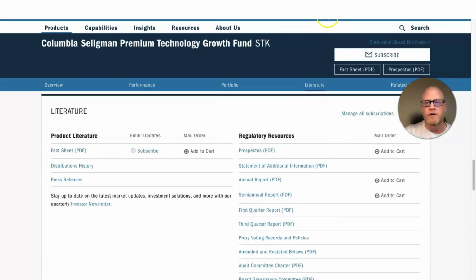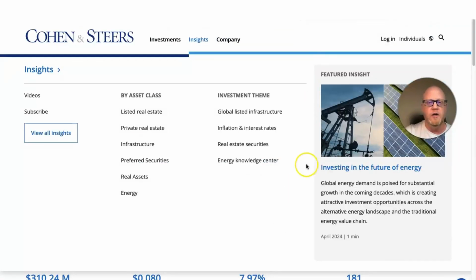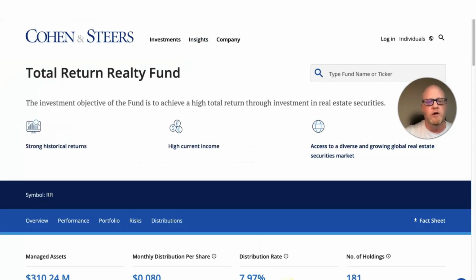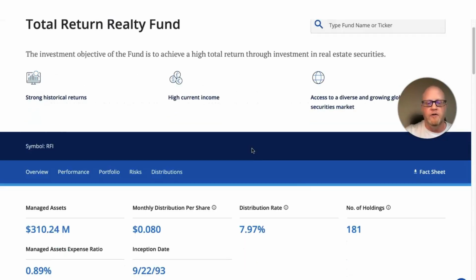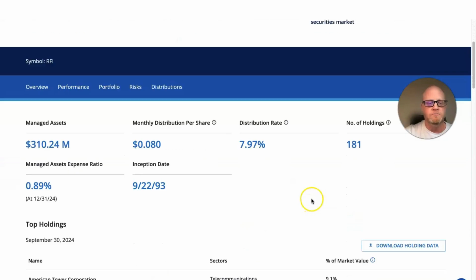All right, so moving on to the next one is the Cohen Steers Total Return Realty Fund. As the name implies, the investment objective of the fund is to achieve a high total return through investment in real estate securities. So it provides a high income and strong historical returns, and the ticker is RFI. So let's scroll down and get some information.